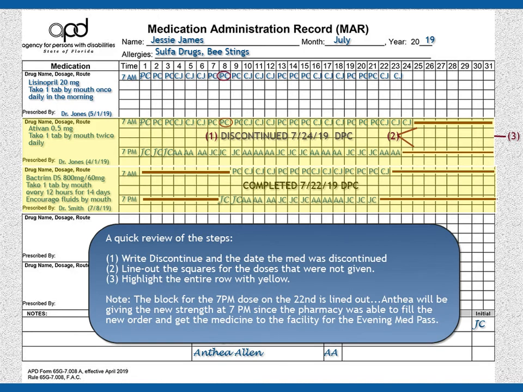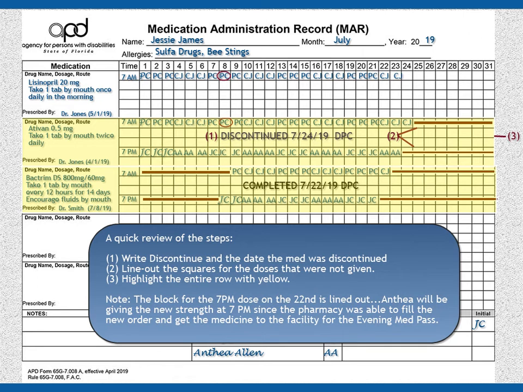A quick review of the steps. 1. Write discontinue, the date the medication was discontinued, and your initials. 2. Line out the squares for the doses that were not given. 3. Highlight the entire row with yellow.